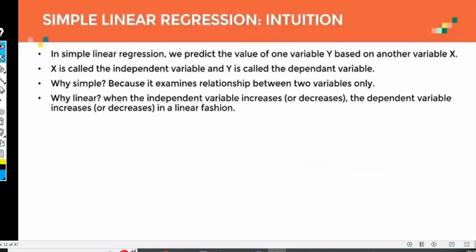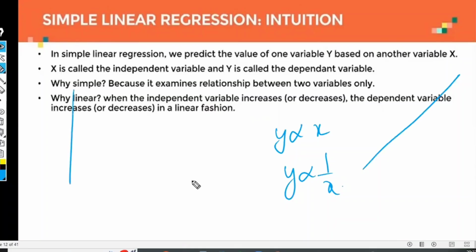Now, in simple linear regression, we are going to predict the value of one variable y based on another variable x. Now, x is called the independent variable and y is called the dependent variable. Now, why is it called simple? Because it is going to examine the relation between two variables only. Why is it called linear? We are assuming the relation between independent and dependent: if the independent variable increases, the dependent variable also increases. Means y is directly proportional to x or y is inversely proportional to x, whatever it is, but in a linear fashion, means a straight line like this.